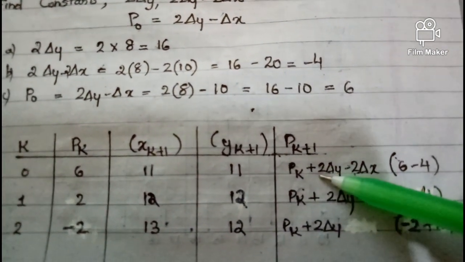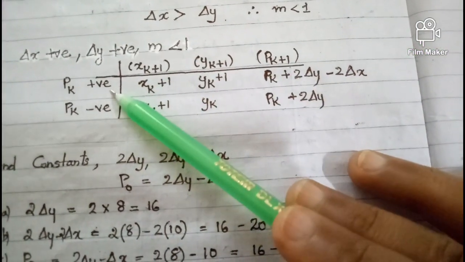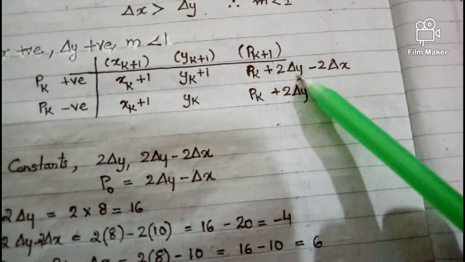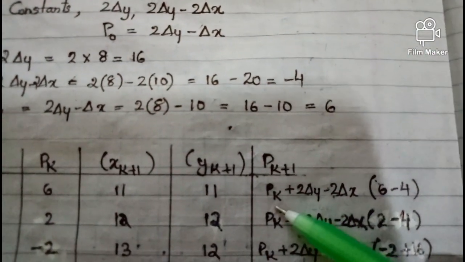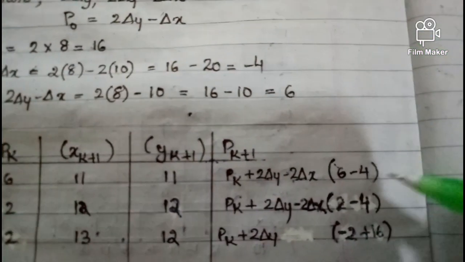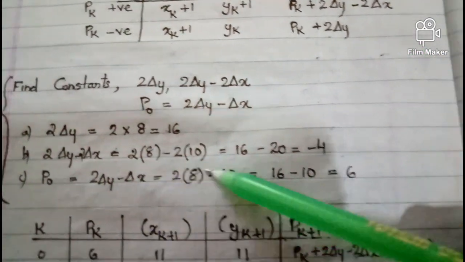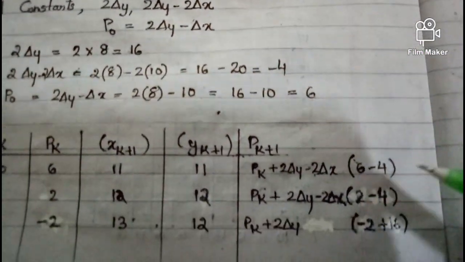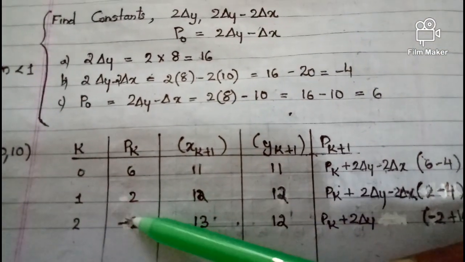Now I am going to compute the value of pk plus 1. As per the rule, if pk is positive, pk plus 1 should be pk plus 2 delta y minus 2 delta x. Value of pk is 6. 6 plus the value of 2 delta y minus 2 delta x, which is minus 4. 6 plus minus 4 is 2.